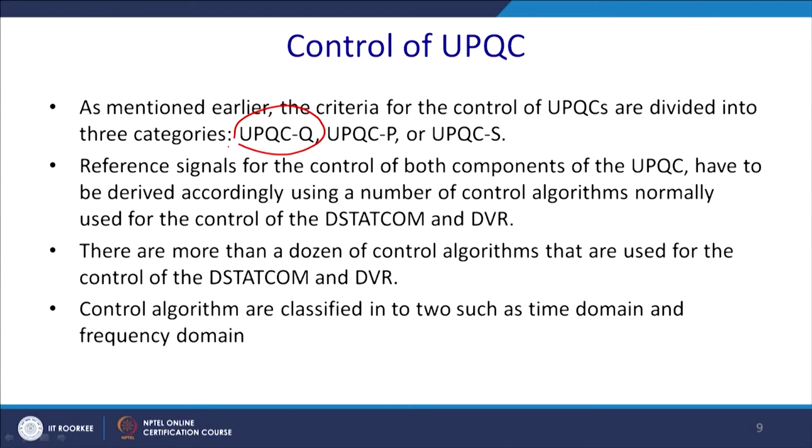The criteria of the control of UPQC are divided into three categories. That is UPQC Q, which will inject voltage in quadrature with the VS, UPQC P, which will inject voltage in phase, and UPQC S, which will inject the voltage at an optimal angle, so that the rating of the UPQC will be the least.